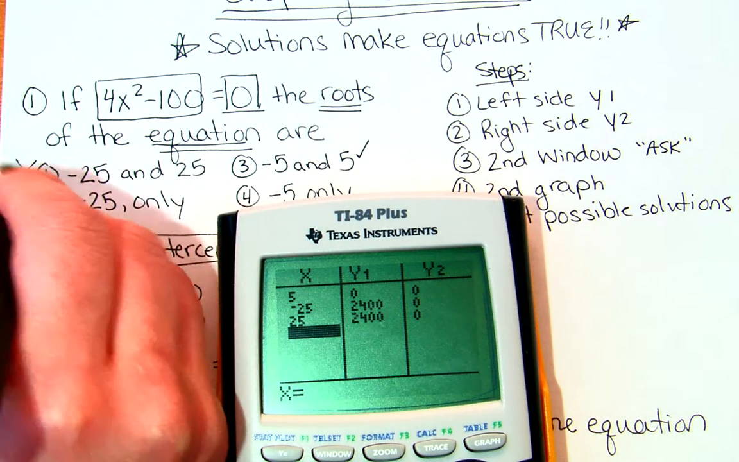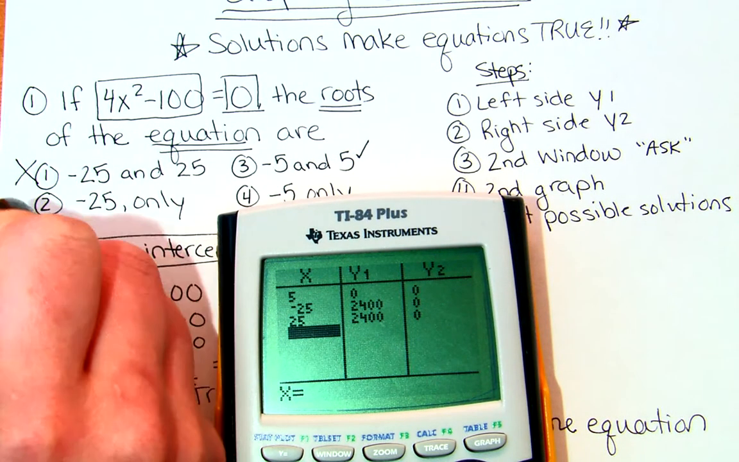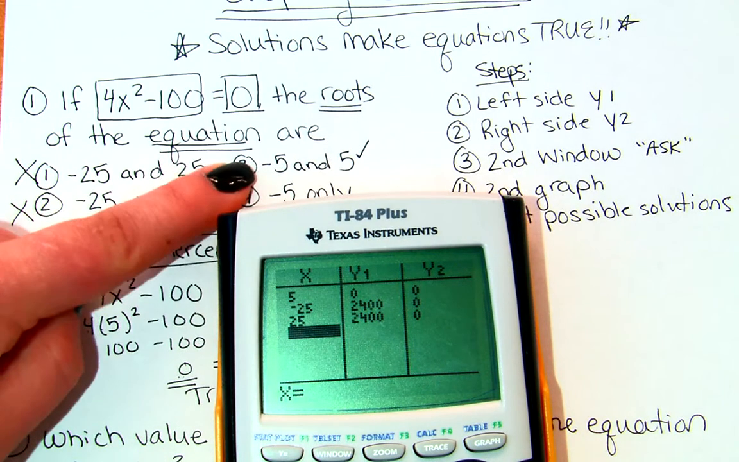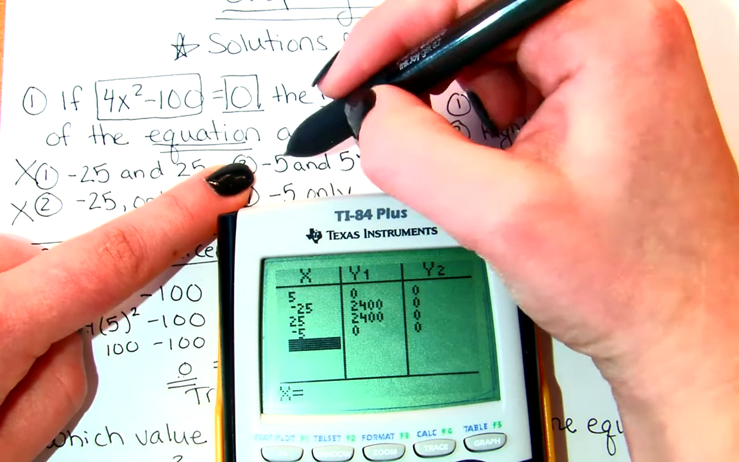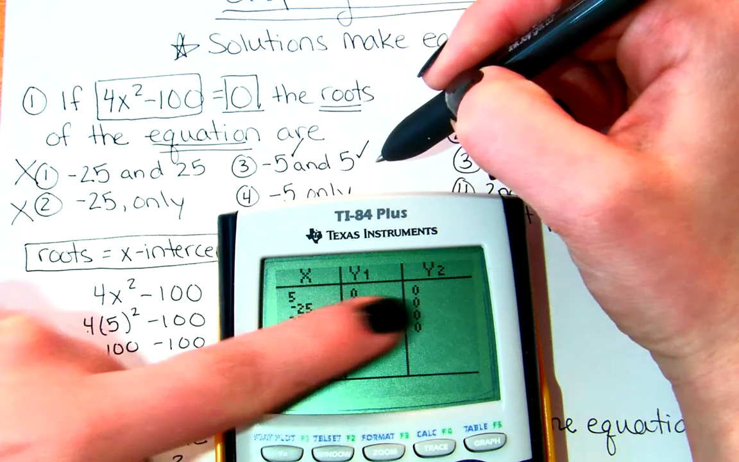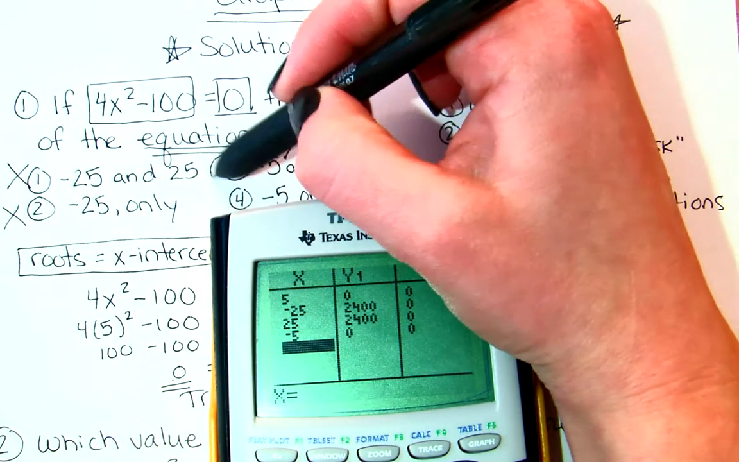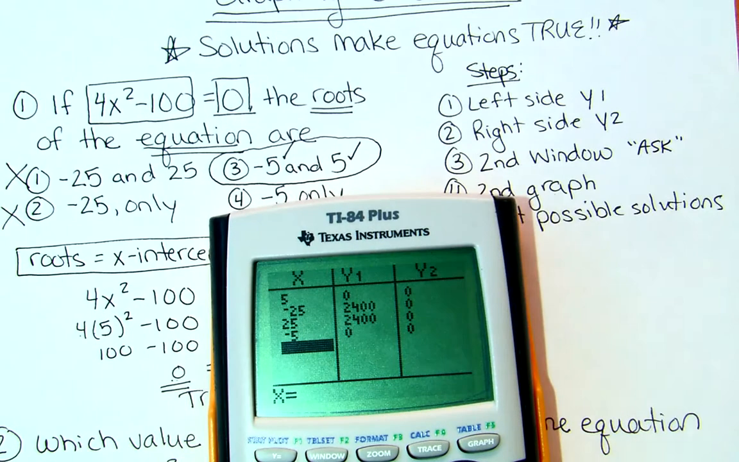So choice 1 is not the answer, which also implies that choice 2 is not the answer. If I type in negative 5, I get 0, 0, which is a solution. And 5 is a solution, we already have it typed in. So choice 3 is our answer. Those are the roots of the equation because they make the equation true.